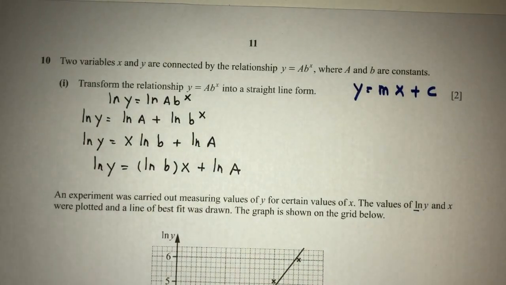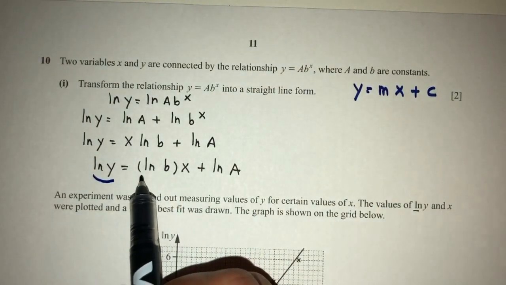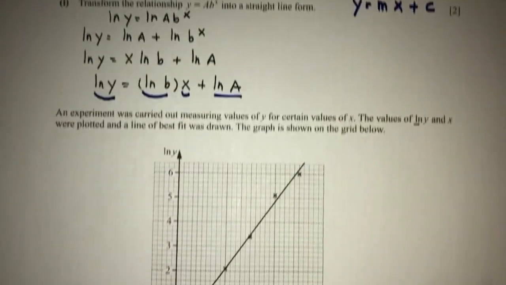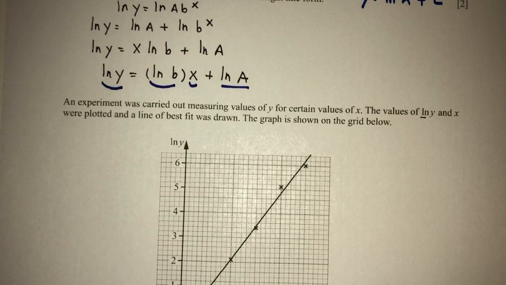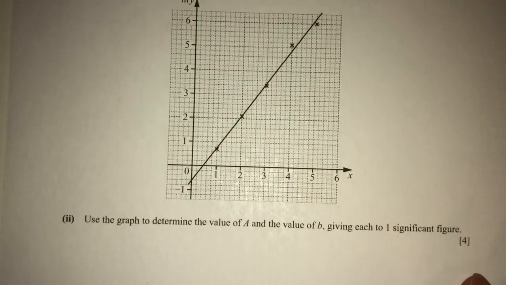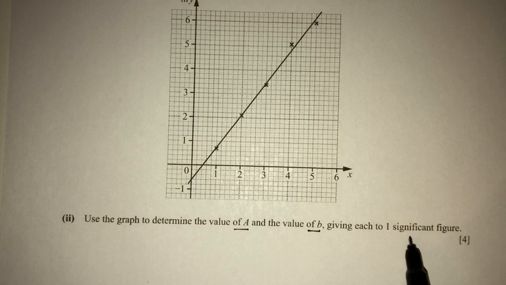As you can see, this looks a lot like a straight line equation. This is your y-axis, for example. This will be my gradient. This is my x value, and this is my y-intercept. Now for part 2, an experiment was carried out measuring values of y for certain values of x. The values of ln y and x were plotted, and a line of best fit was drawn. The graph is shown on the grid below. Now use the graph to determine the value of a and the value of b. Give your answer correct to one significant figure.